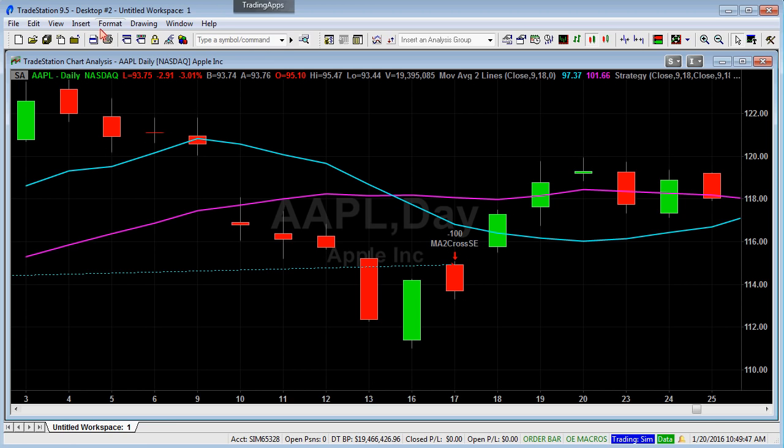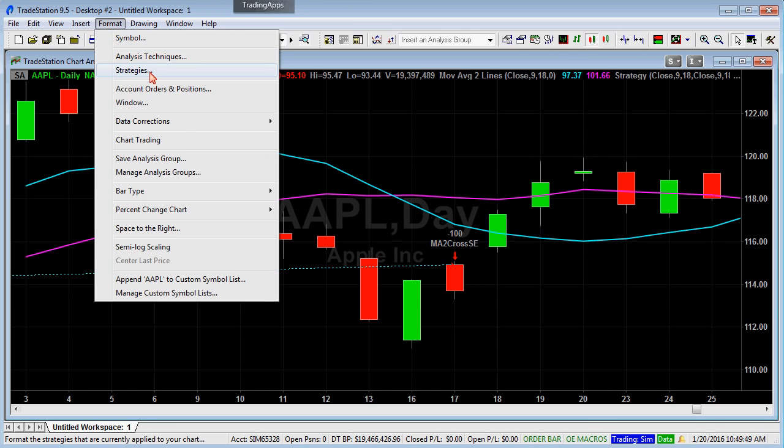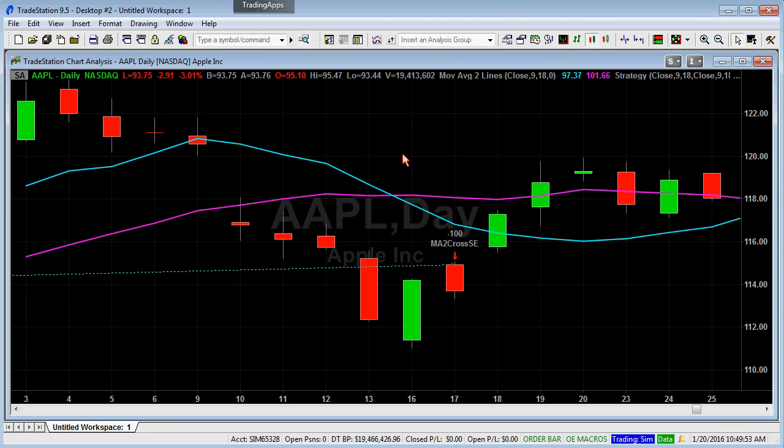I'm going to go to Format Strategy. Let me go here, Format Strategy. You can go through the menus here, Format Strategy. The way that I usually do it, which is the shortcut that I prefer, is double-clicking on one of the signals. It doesn't matter which one you choose. Just double-click on one of those strategy signals, and it'll take you directly to the Format Strategy dialog without having to go through the menus, you know?